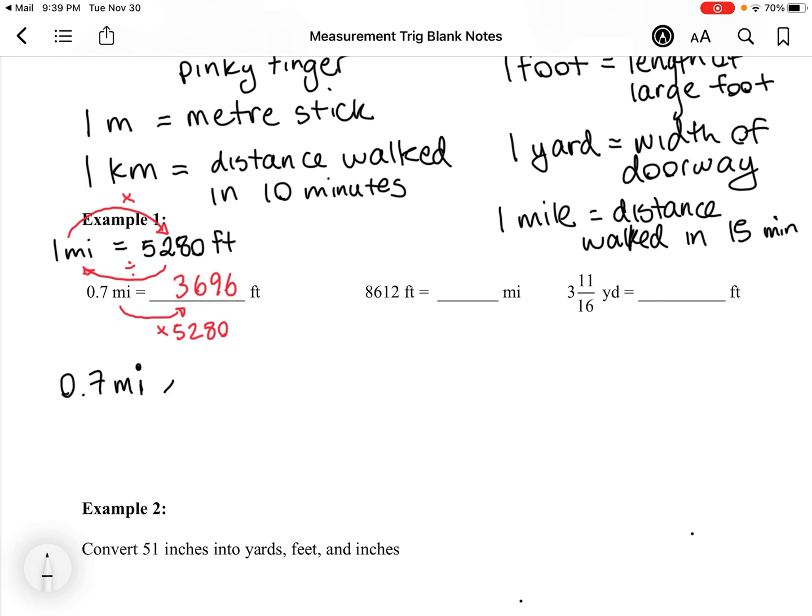And then you multiply by the conversion factor in a fraction. And you specifically want the version of the fraction where you have the new units in the numerator and the old units in the denominator. So here, if I look at this conversion factor, 5,280 feet is going to go up here, and 1 mile goes down there.